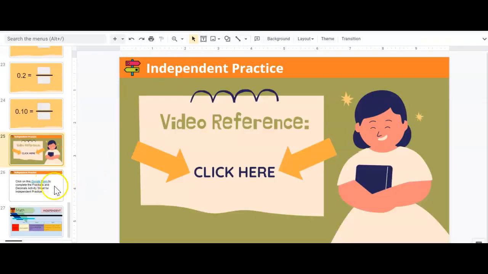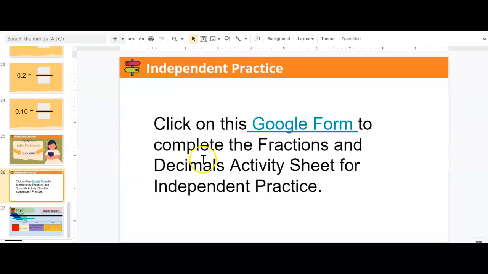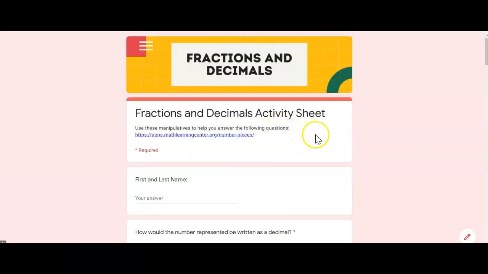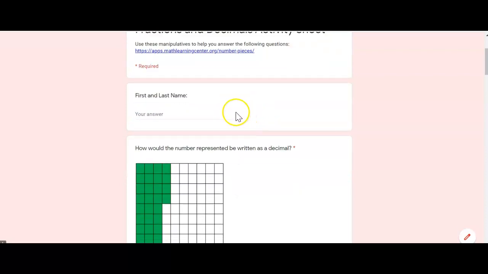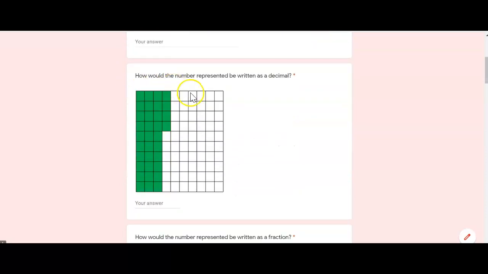And after you've done that, for your independent practice, I want you to click on this Google form to complete the fractions and decimals activity sheet for independent practice. So you're going to click on this Google form, and I've got just a few questions on here. So it says fractions and decimals activity sheet, and remember to put your name in there.